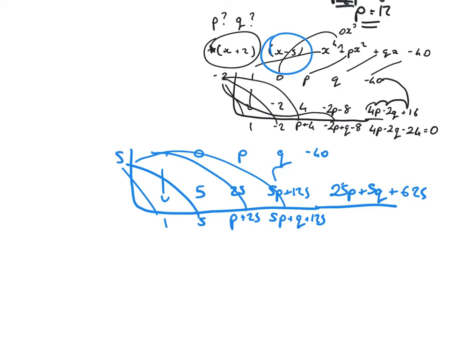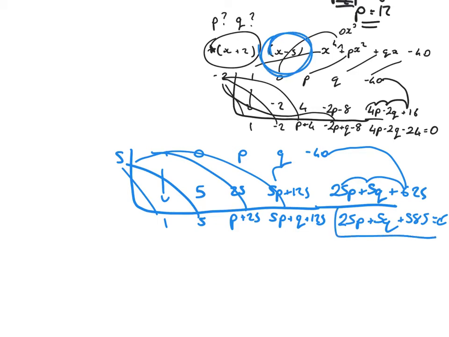I've then got 25p plus 5q plus 625 minus 40, so that will be 25p plus 5q plus 585, and that's equal to 0 again, because x minus 5 is a factor, which means that this is a 0 value for the remainder. Therefore 25p plus 5q plus 585 must be equal to 0. Okay.